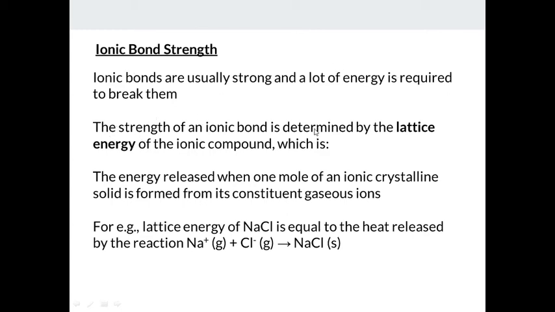The strength of an ionic bond is determined by the lattice energy, which is defined as the energy released when 1 mole of an ionic crystalline solid is formed from its constituent gaseous ions. For example, the energy released when we form 1 mole of NaCl solid from 1 mole of Na+ gaseous cations and 1 mole of Cl- gaseous anions.